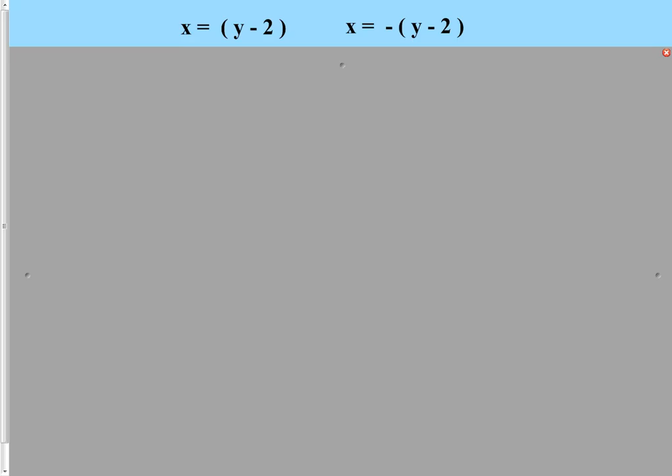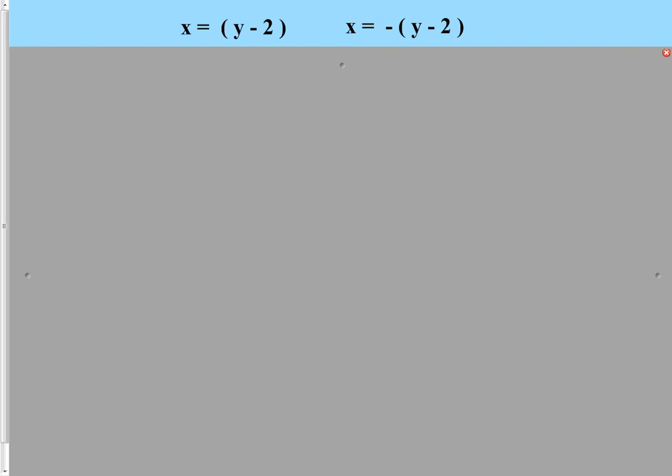Okay, so here are the two possibilities: that x might equal a positive y minus 2, and that x might also equal a negative y minus 2. These are two very simple equations, but we have to consider both of them because they both might be the truth. All we're going to do now is solve these step by step until we get y isolated in both cases.